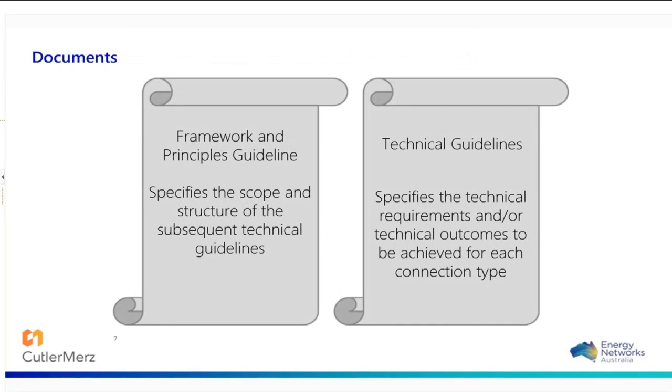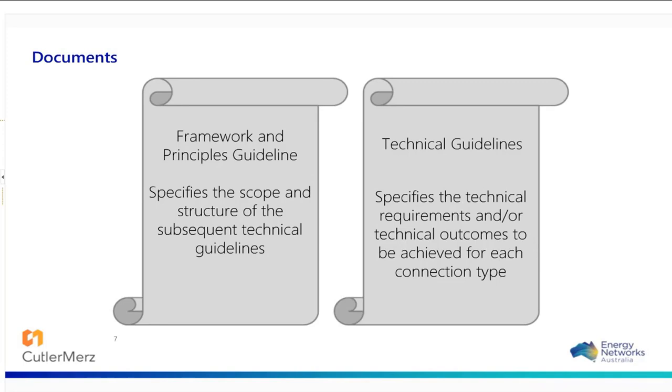So the documents that we are going to be producing, at a minimum, there will be 2 documents, but likely more. The first document is a framework and principles guideline, and that one we're aiming to produce by early next year, and that will set out the scope and the structure of the guidelines that we are going to produce. So how many, what technologies they cover, those sorts of things.